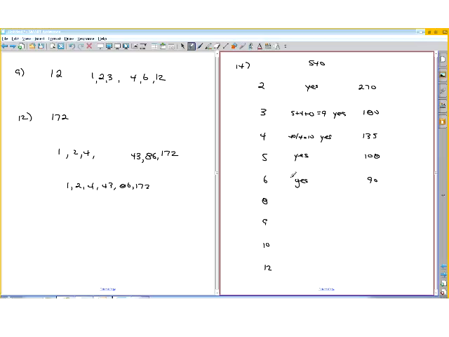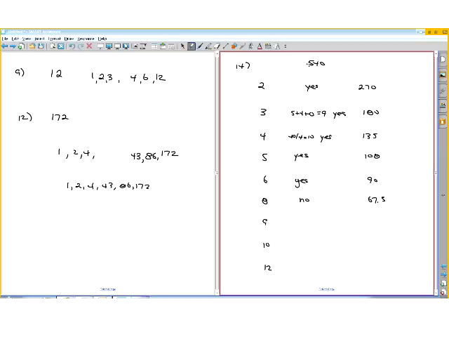8. Last 3 digits form a number divisible by 8. Well, we only have 3 digits, so we just take 540 divided by 8. I have to do the calculation, and you get 67.5, which is not a whole number, so no.